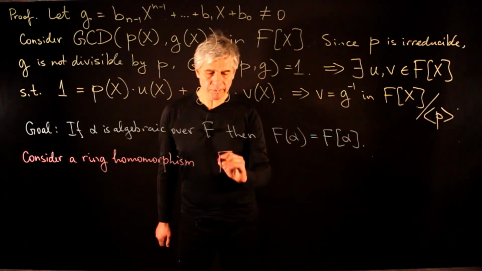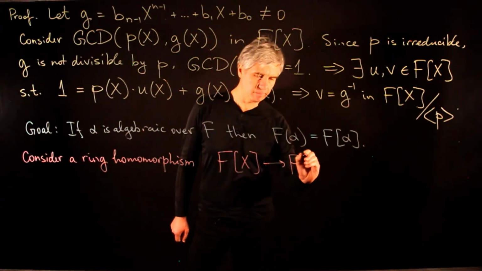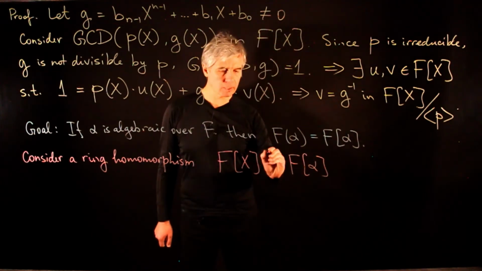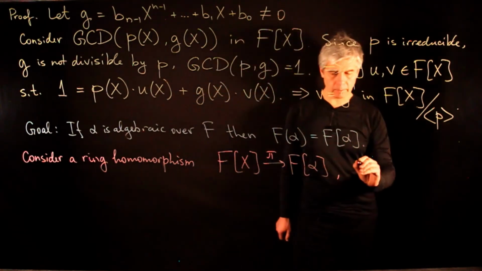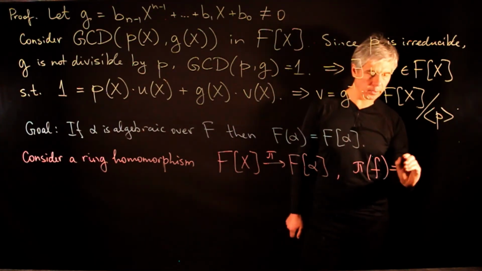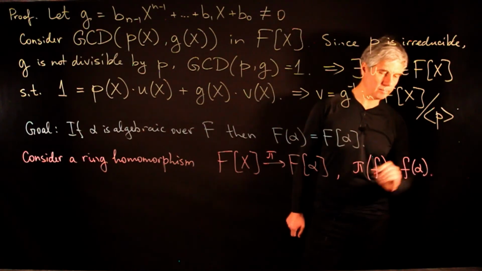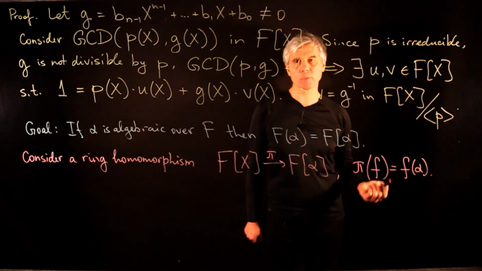From f of x to f of alpha. Let's call it pi, which is the evaluation homomorphism. Here pi of some polynomial f is equal to f evaluated at alpha. It's easy to see that this evaluation map is a homomorphism of rings.